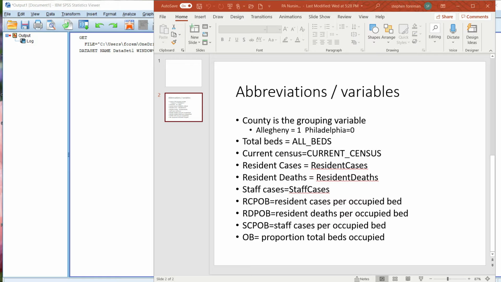So here are the abbreviations that we're going to put into a data set. County is the grouping variable, and we've extracted out Allegheny County and Philadelphia County. So we've normalized resident cases, deaths, and staff cases. RCPOB is resident cases per occupied bed. RDPOB is resident deaths per occupied bed. SCPOB, staff cases per occupied bed. And OB is the proportion of the total beds that are occupied.